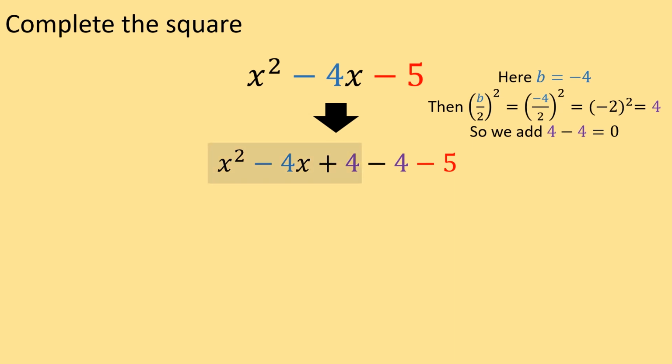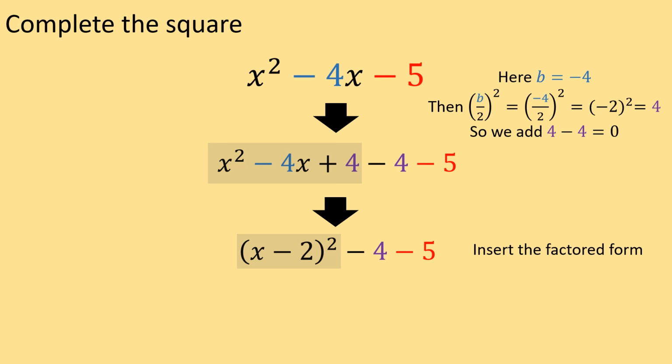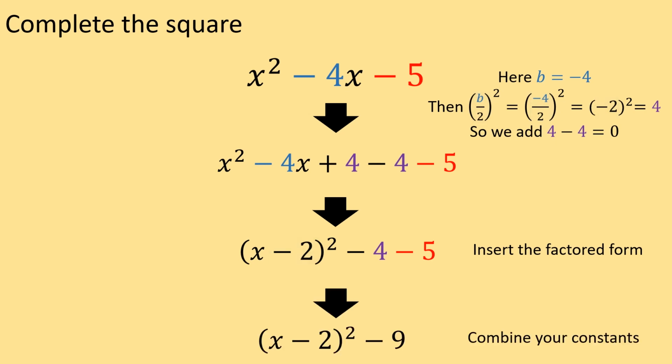And the first three terms, the x squared minus 4x plus 4, will factor to a perfect square. In this case, that is x minus 2 squared. And notice that the second term within this binomial is always going to be your b over 2 value. So our b value is negative 4, so b over 2 is negative 2. And if we did this all correctly, you should put that in this position. And finally, we would combine our constants. In this case, we'd end up getting the quantity x minus 2 squared minus 9. And so we're done with the process.